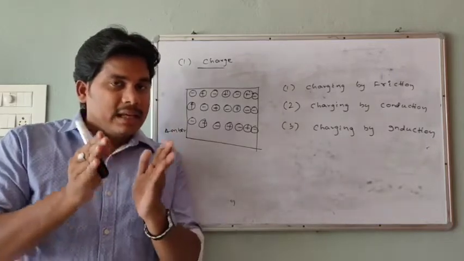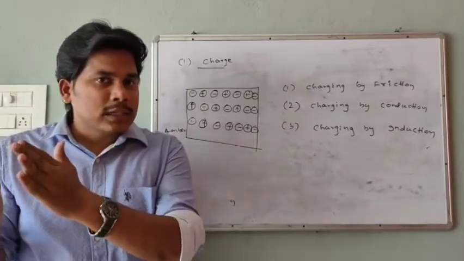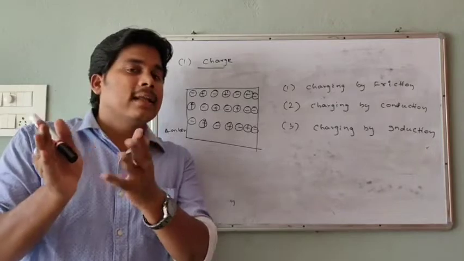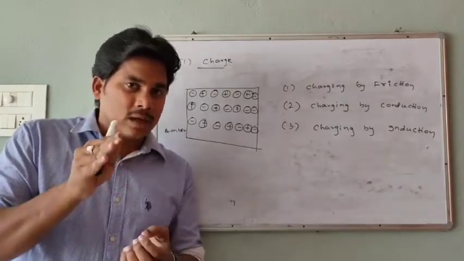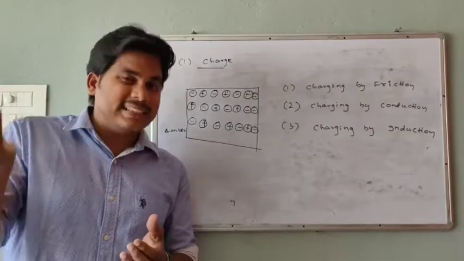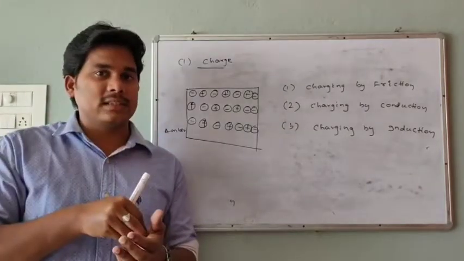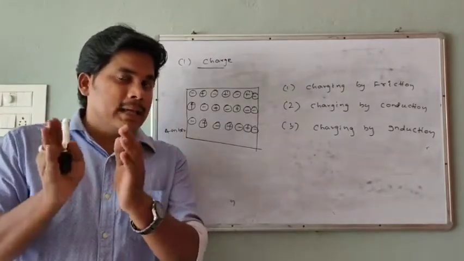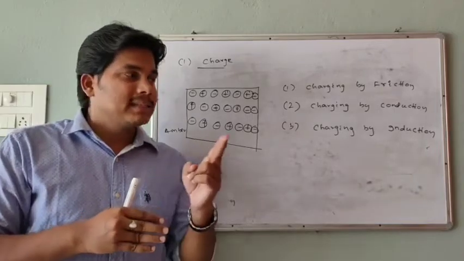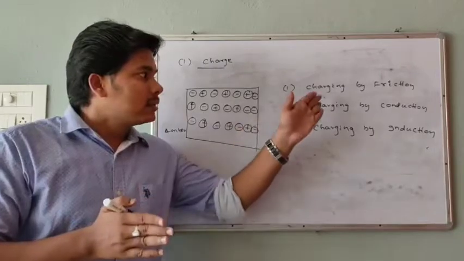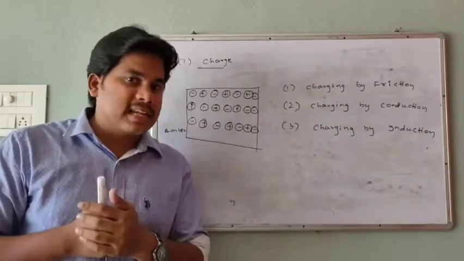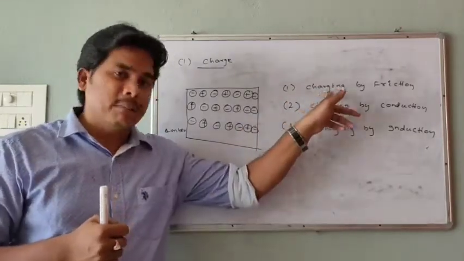In the same way, from where the negative charges were coming, the number of negative charges is less than the number of positive charges. That means the number of positive charges is more than the number of negative charges. It clearly indicates that this is a positively charged body. Means in such a way, by rubbing or by friction, the body will be charged. That's why this is called charging by friction.